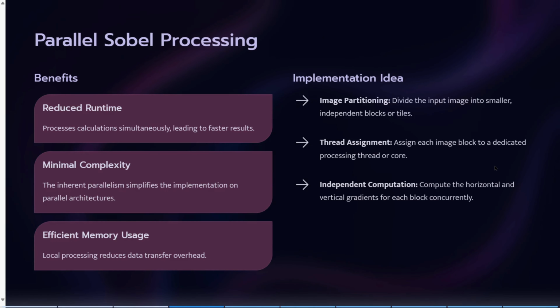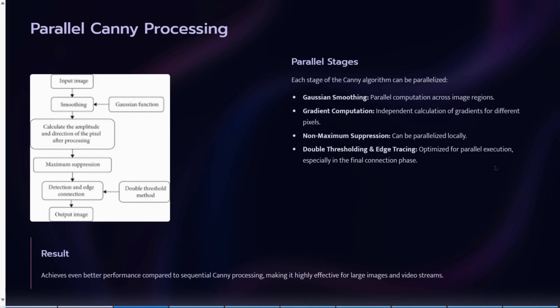For Sobel, parallelization is straightforward. We divide the image into smaller blocks, assign them to different threads, and compute the gradient in parallel. That instantly reduces execution time, especially with large images. Canny also benefits from parallel execution even though it has multiple stages. Each stage, like smoothing or gradient computation, can be processed on different parts of the image at once, so the overall runtime is dramatically reduced.